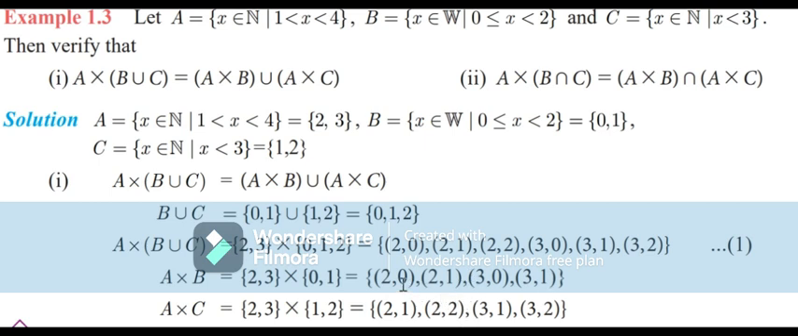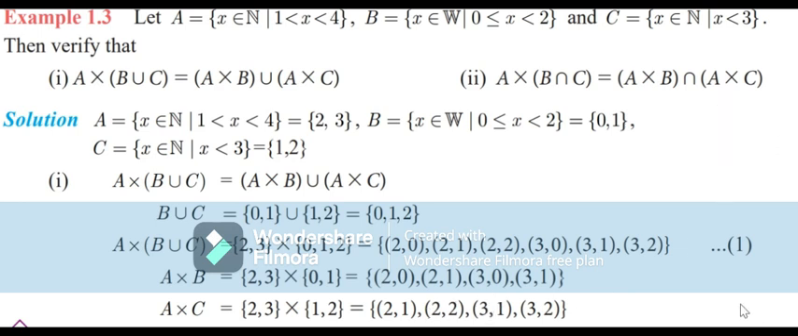So I am writing (2,0), (2,1). What will be A cross B union A cross C: (2,0), (2,1), (3,0), (3,1). Then (2,1) is repeated, it is here as well as here, so we are not repeating it. Then (2,2) we can write, and (3,1) we cannot write because it is already repeated, we already wrote it down. So we neglect this (3,1), and then (3,2) we can write. We neglect (2,1) and (3,1) because they are repeated, so we write only once.